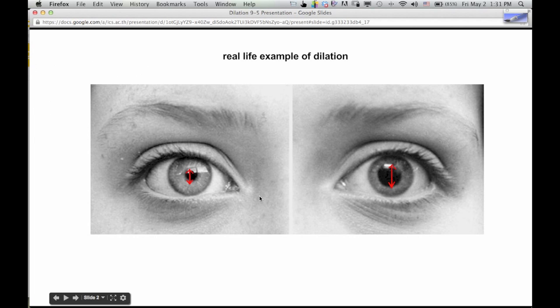So here's a real life example of dilation. As you can see, the eyes are dilating when you are excited or extremely focused on something. So this is one example of dilation in real life.